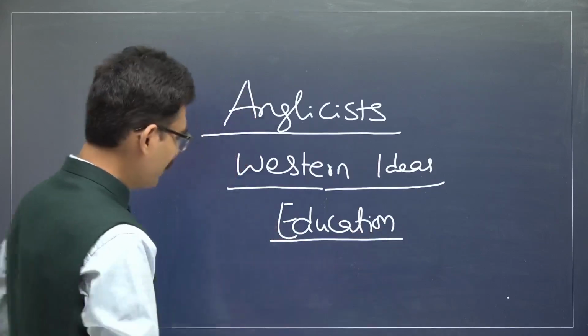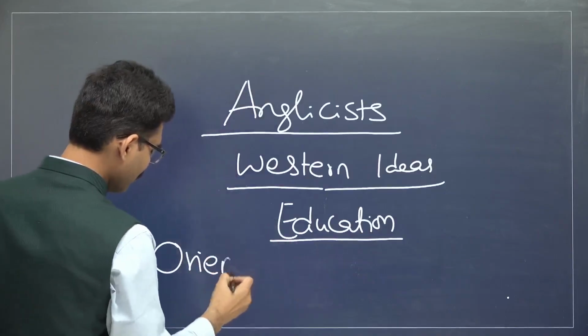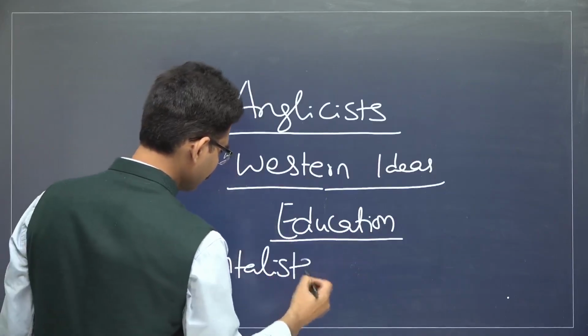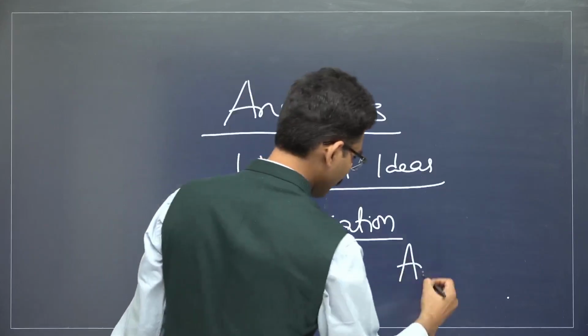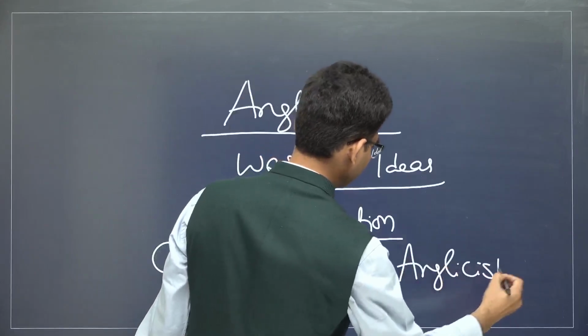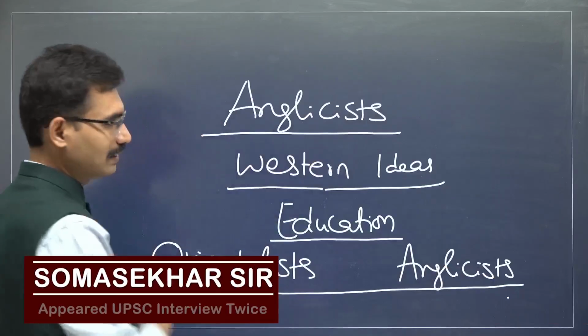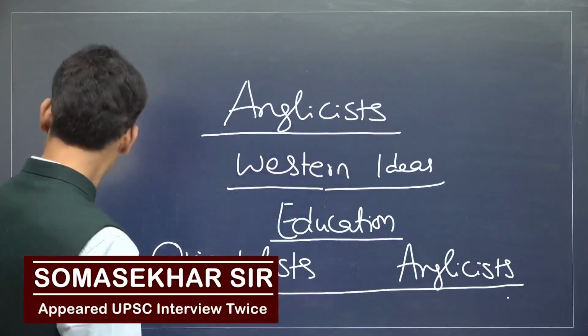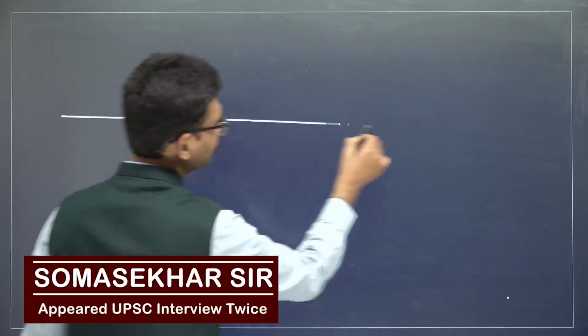two different set of people emerged. One set of people were called Orientalists. Another set of people were called Anglicists. Now, what is the reason for the rise of Anglicist means this one.